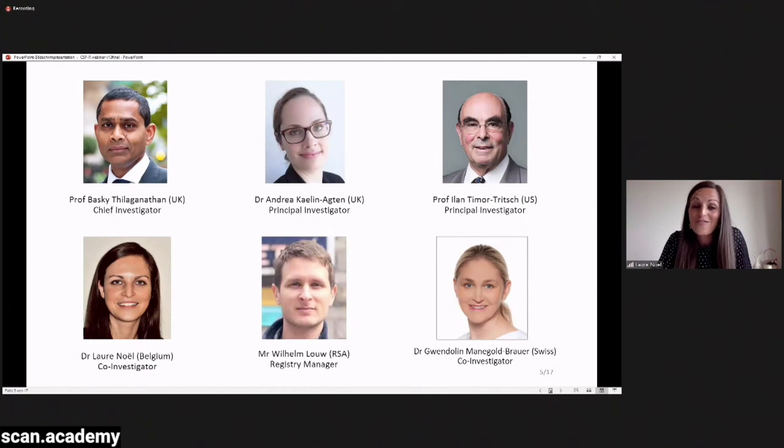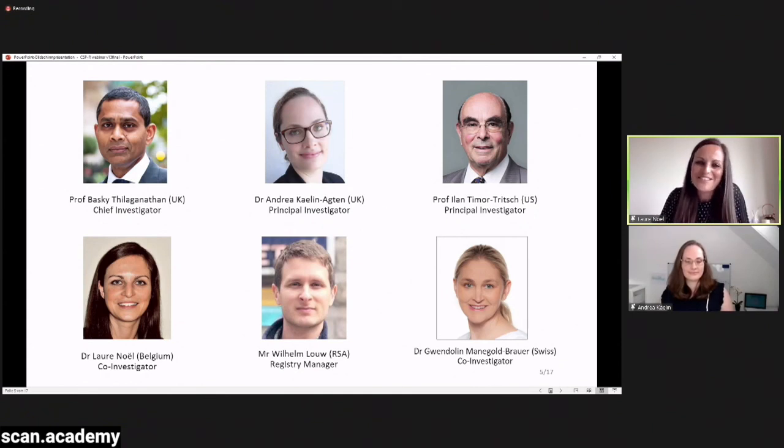So this is a picture of our team. Baski is the chief investigator from the UK. Ilan is the principal investigator from the US. Wilhelm is responsible for day-to-day management of the registry. Then Gwendoline and myself are welcoming the new centers and providing medical support. And finally, Andrea is the one who has initiated the registry, and she is the active lead for the project. And so I will now hand over to her, and she will present you the first analysis of the registry data. So over to you, Andrea.